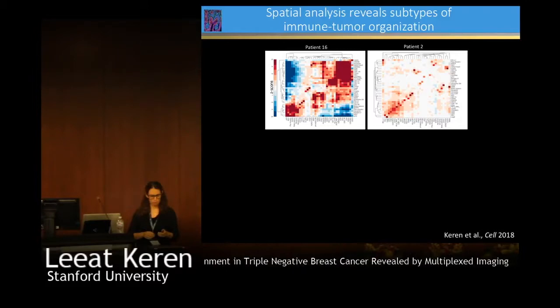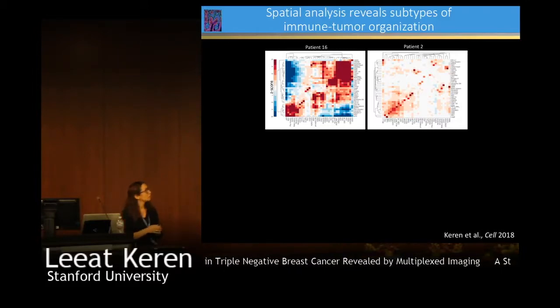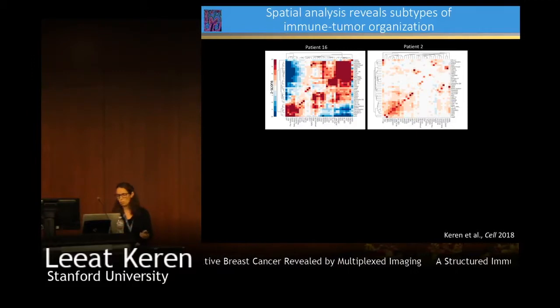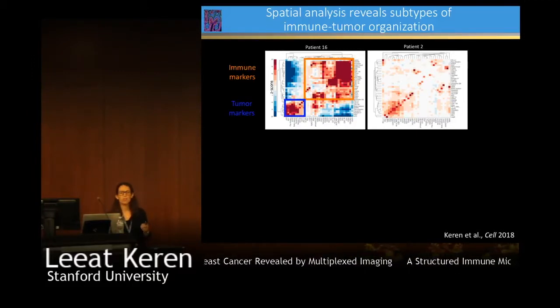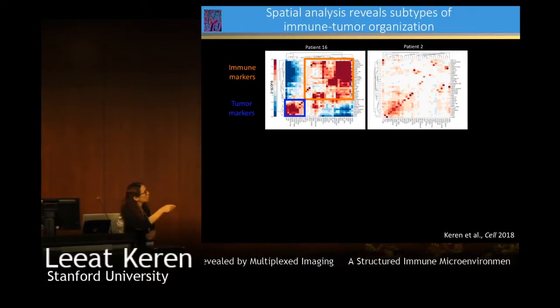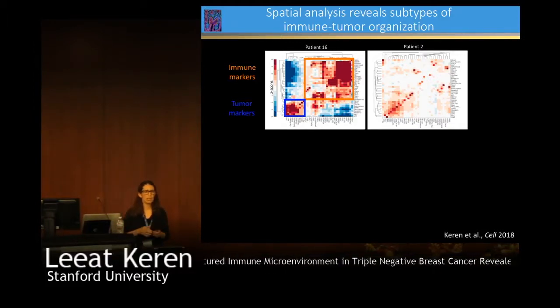And what we saw is that for some patients, we get this image, like patient 16 over here, where you see a lot of dark red and a lot of dark blue. And if you look at which markers are sitting here in these clusters, we find that these are primarily immune markers and these are tumor markers. Whereas for other patients, for example, patient 2 over here, we don't have a lot of very intense colors and we don't have a lot of structure to this matrix.